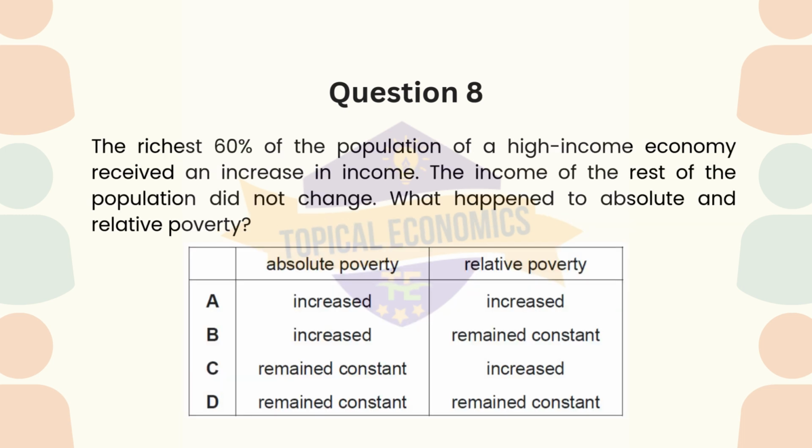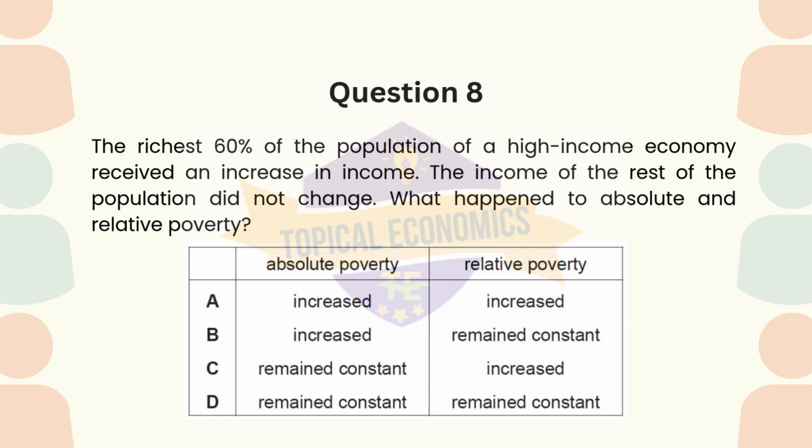Coming to question number 8, this is from May-June 2021 paper version 1. The richest 60% of the population of a high-income economy received an increase in income. The income of the rest of the population did not change. What happened to absolute and relative poverty?